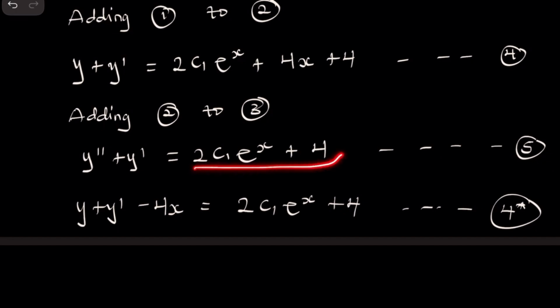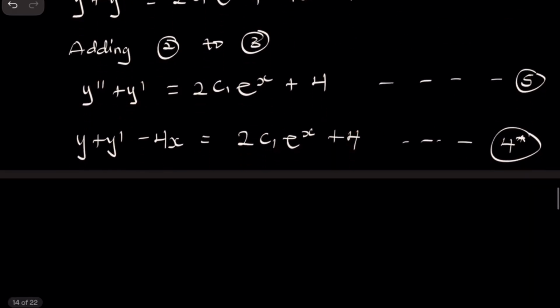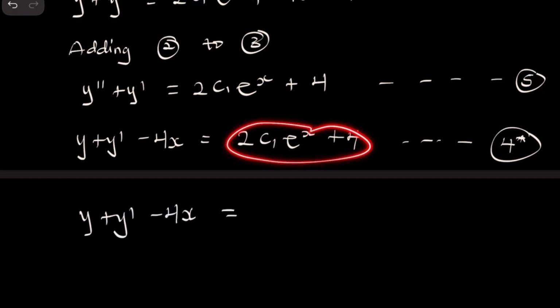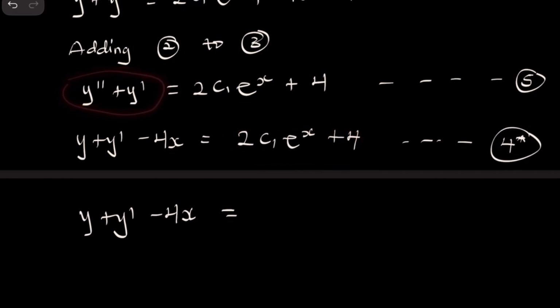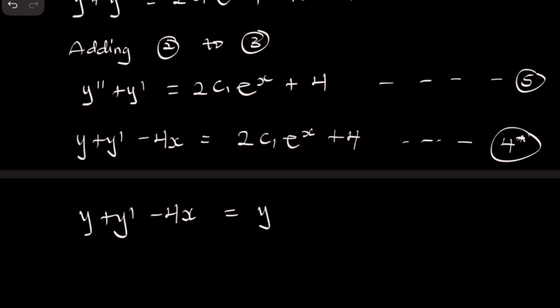So we have the right hand side of equation 5 and equation 4 star to be the same, right? So we can write this in place of that. So we are going to have y plus y prime minus 4x is equal to, and now this guy is just the same as this guy, right? Because this is equal to that, which is equal to y double prime plus y prime.